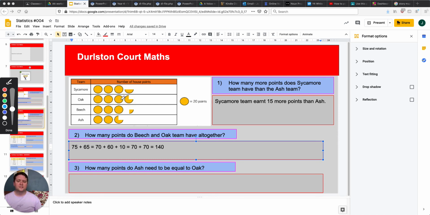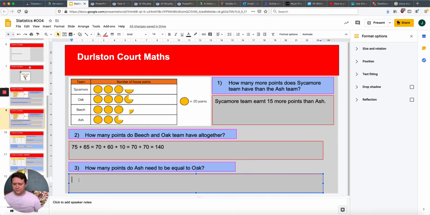So actually I can see that Oak has just got 1 extra full circle. And I know one full circle equals 20 points. So I know Oak has 20 more points than Ash. So I know Ash needs 20 more points to be equal to Oak. Now you could have used your counting on to work that out, or you could have used a subtraction to work it out. I used the visuals to help me. So I know that Ash need 20 more points to be equal to Oak.